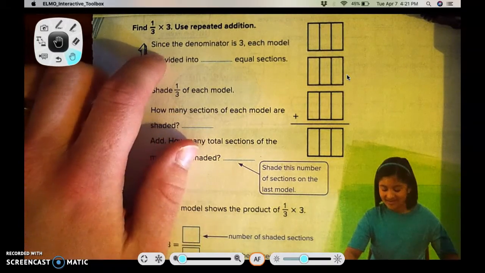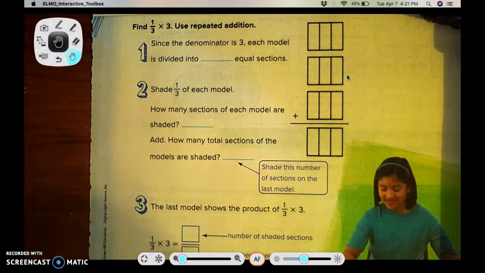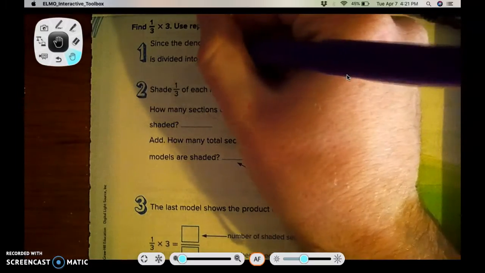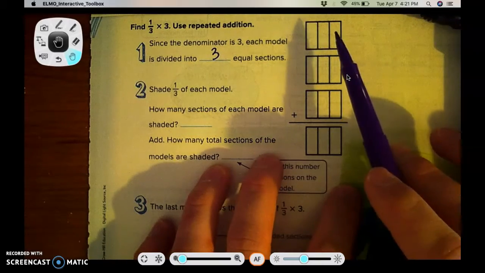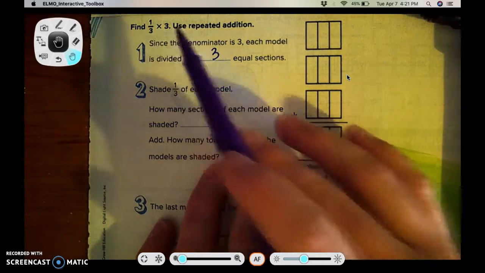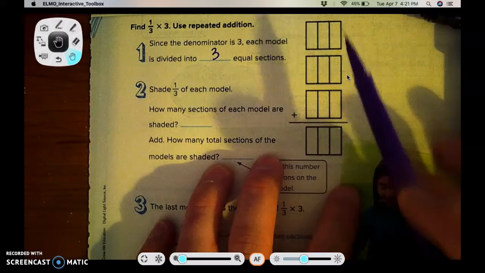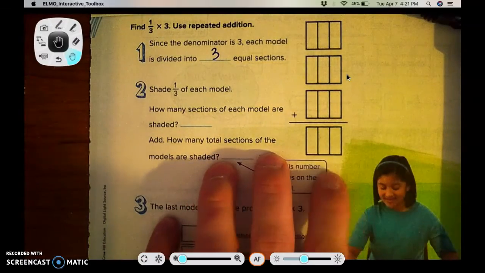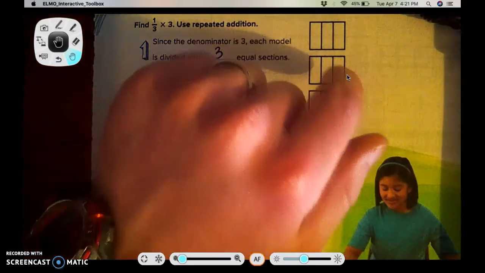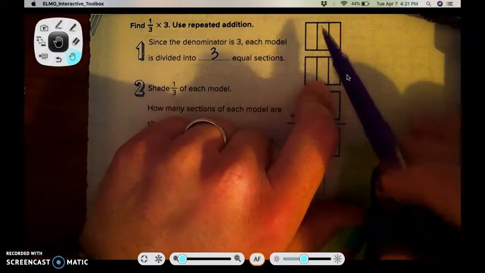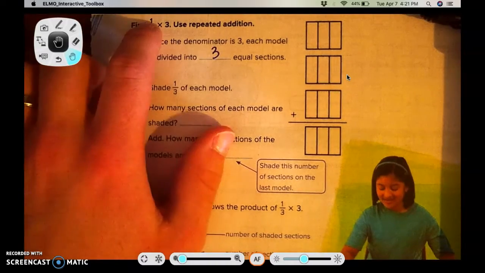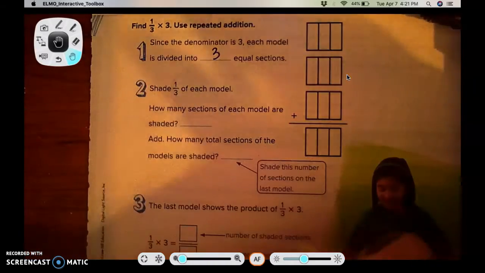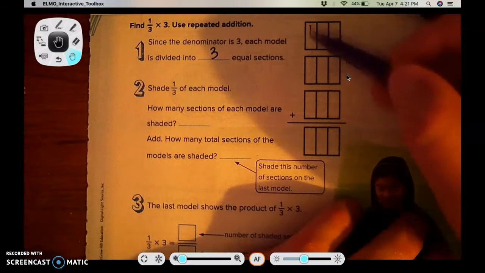So again, just like in lesson 1, since the denominator is 3, each model is divided into 3 equal sections. So each of these here represents one whole. So we have three wholes, so we have 3 modeled there. Each of them is going to be broken up into thirds. And it says shade 1/3 of each model, because we're only going to take one part out of the 3 parts it's broken up into.